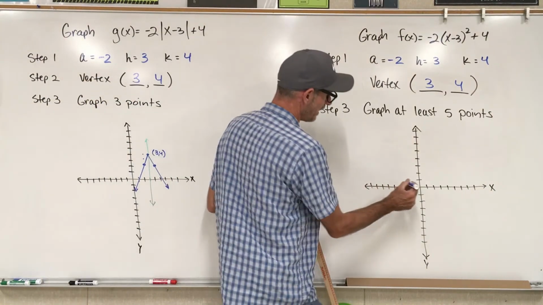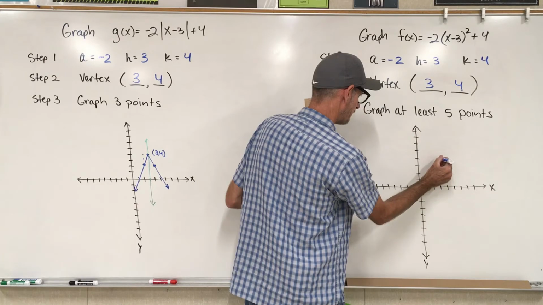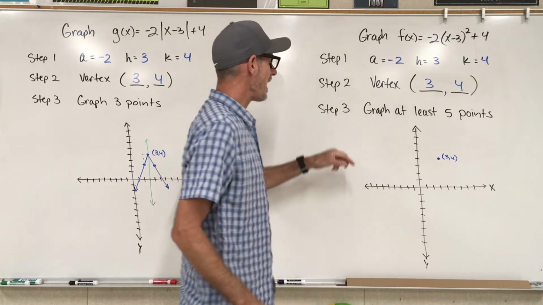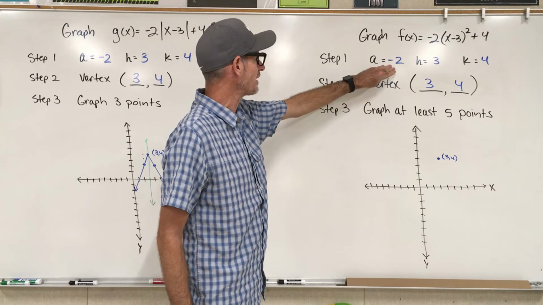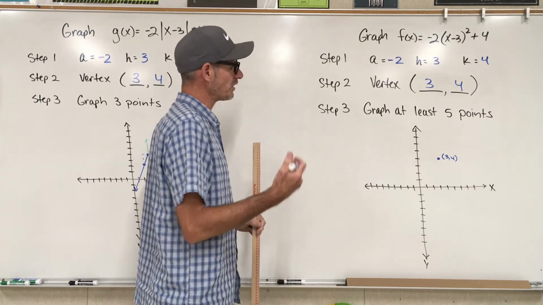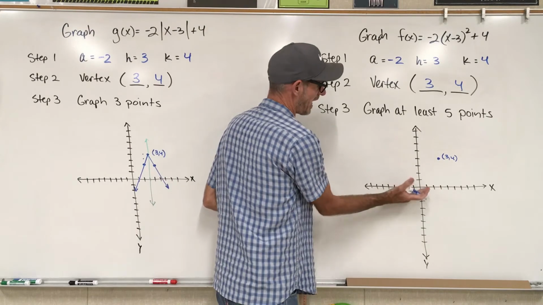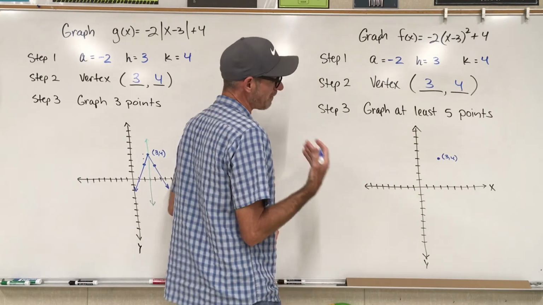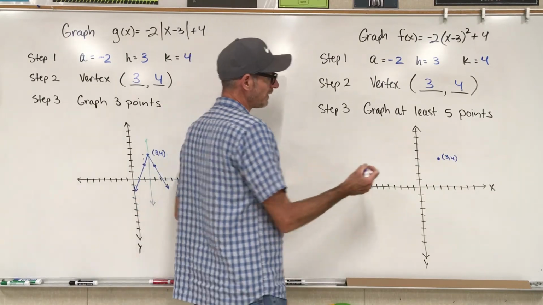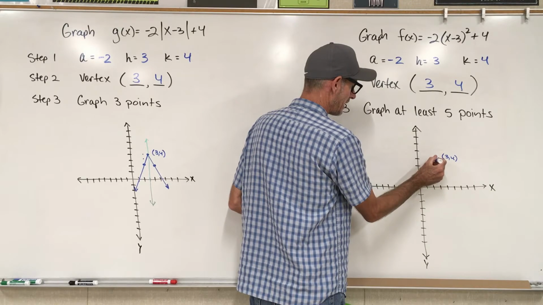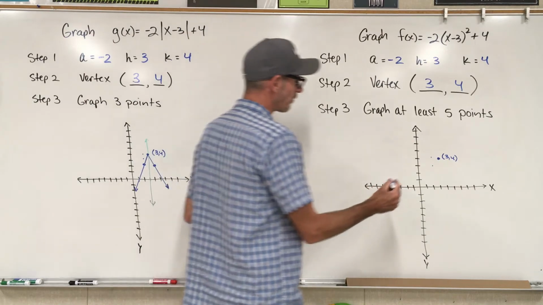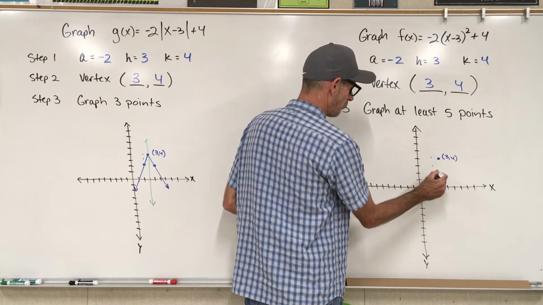So first I'm going to go over 3 and up 4. And there's my vertex. And when I look at my a value, I know it's going to open down and I know it's going to have a vertical stretch of 2. So normally when I graph the parent function of a quadratic function, I start at the origin and it opens up. I'm going to think about what it would look like if I started at that vertex and it opened down. So normally I would go over 1 and down 1. But because it's a vertical stretch of 2, I'm going to go over 1 and down 2.